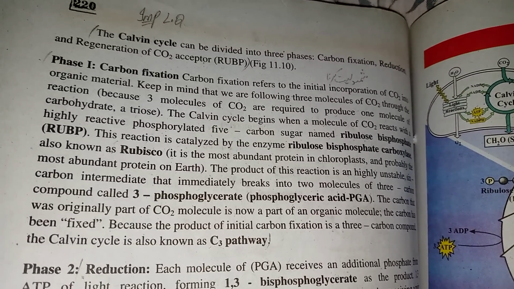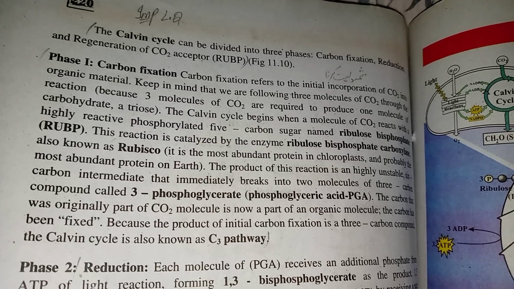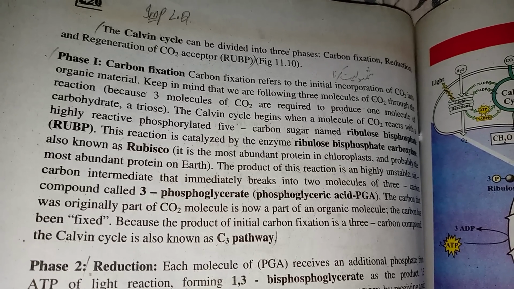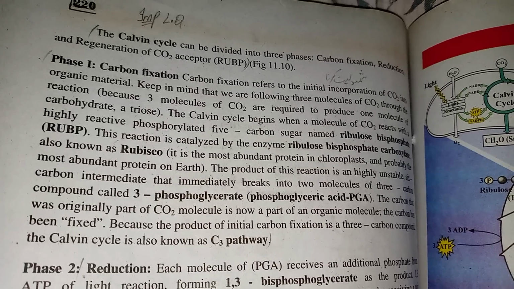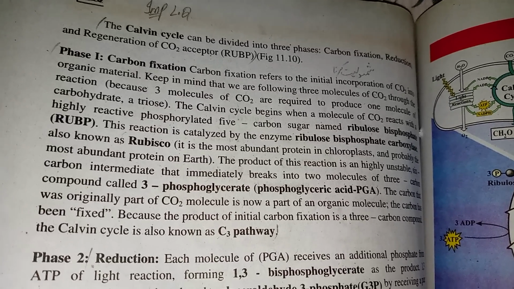The carbon that was originally part of carbon dioxide molecules is now part of an organic molecule. The carbon has been fixed, and because the product of initial carbon fixation is a 3-carbon compound, the Calvin cycle is also known as the C3 path.